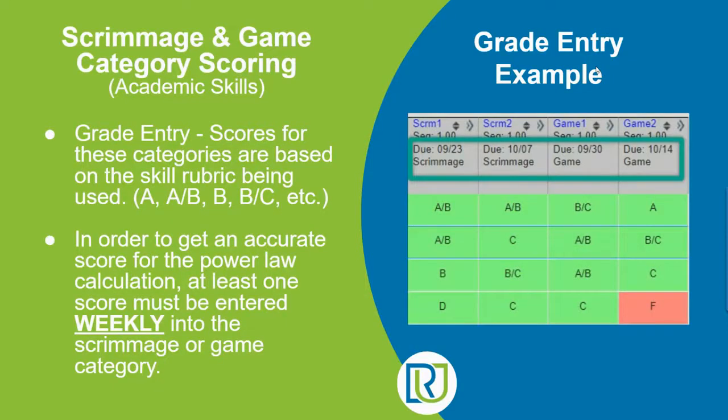The difference between the scrimmage and game category when compared with practice is the grade entry. So within the scrimmage and game categories, we're going to be entering in scores based on the skill rubric being used, which is an A/B, B/C, etc. In order to get an accurate score for the power law calculation, at least one score must be entered weekly into the scrimmage or game category. You can see an example of this in the graphic to the right. If grades are not entered in regular intervals, it will give you an inaccurate grade calculation for those students.